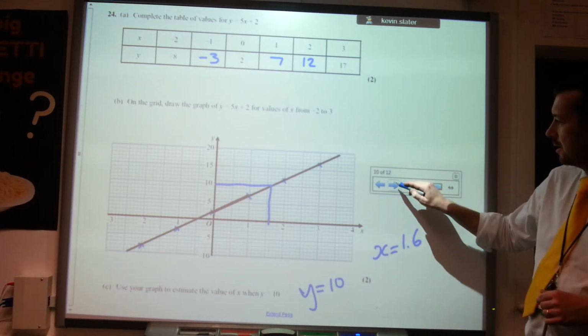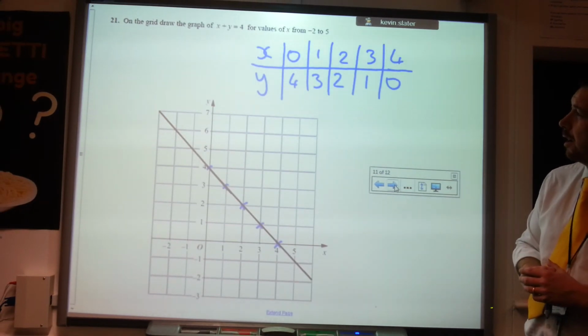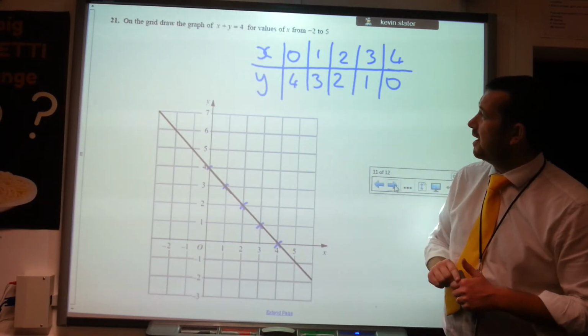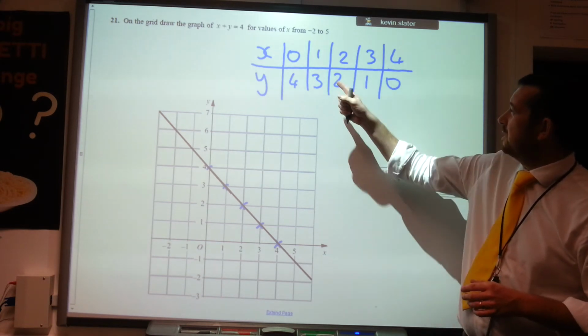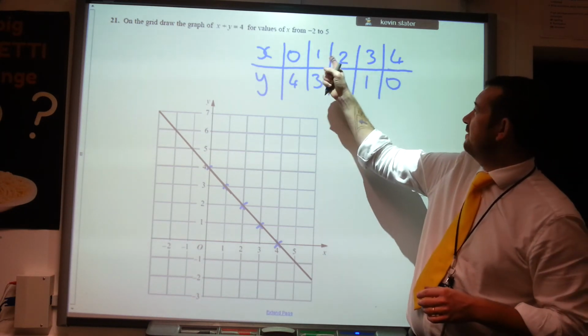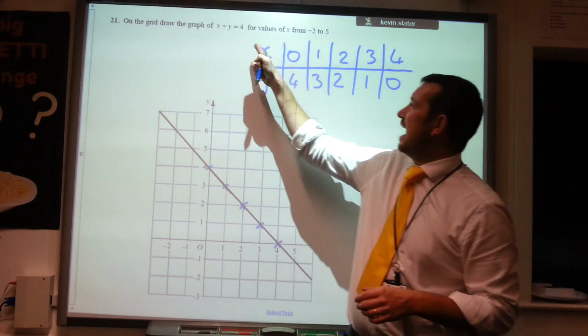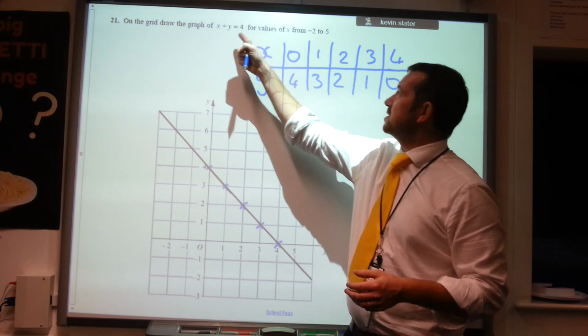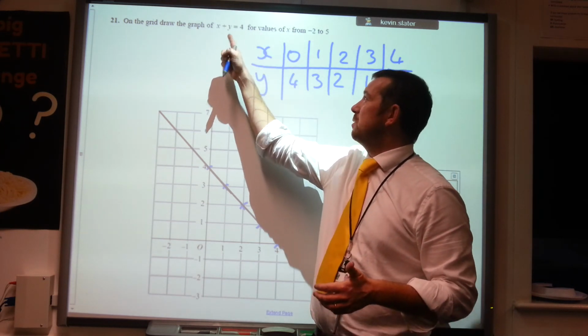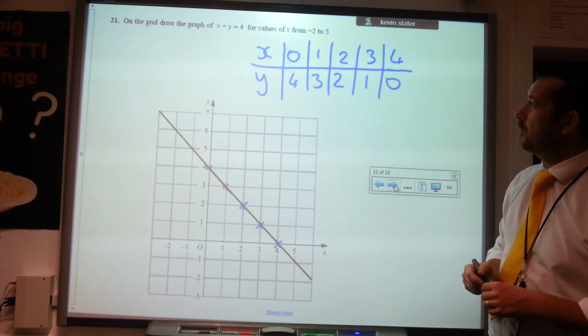Okay, next one. So that's what the answer should look like for that one. All right, it's a bit trickier there really. You've got to say to yourself, if x is going to be 4, what will I need to add to 4 to make 4? Well, that will be 0. If x is 3, y will need to be 1 to make it 4.